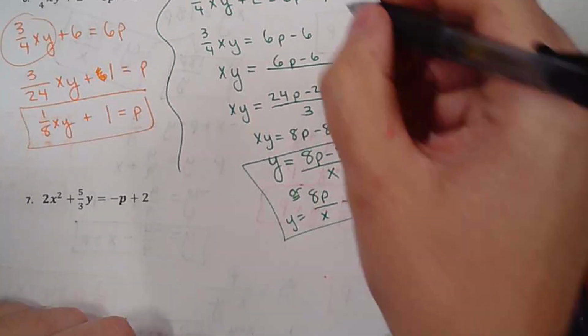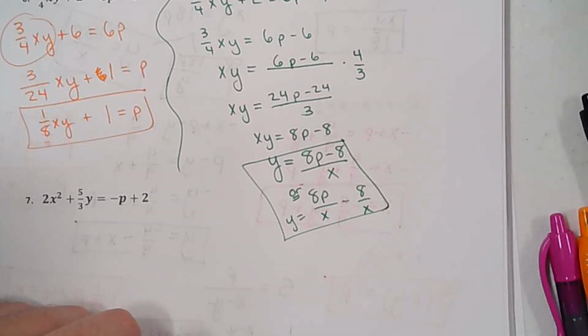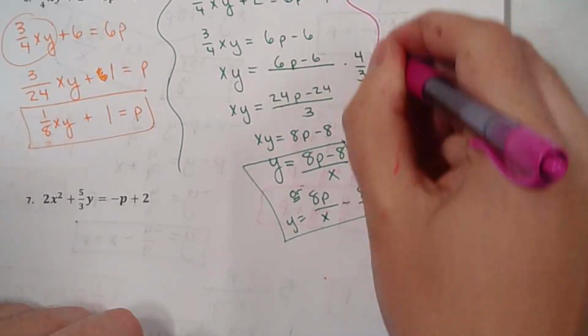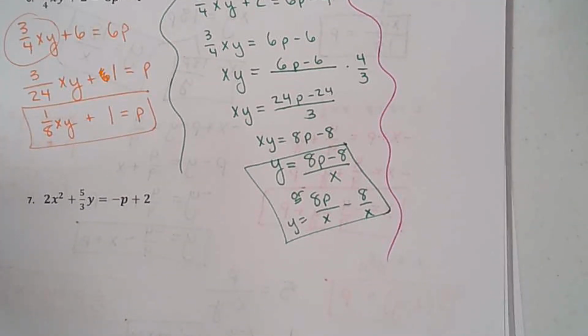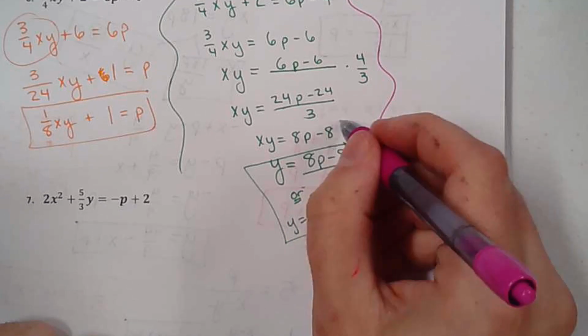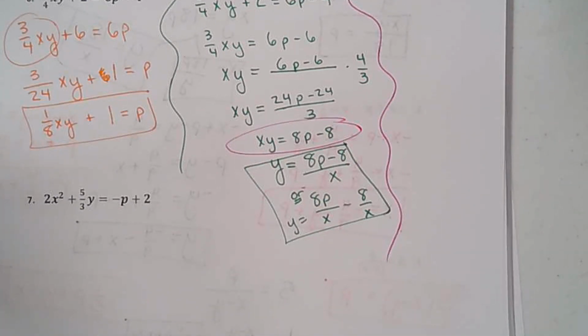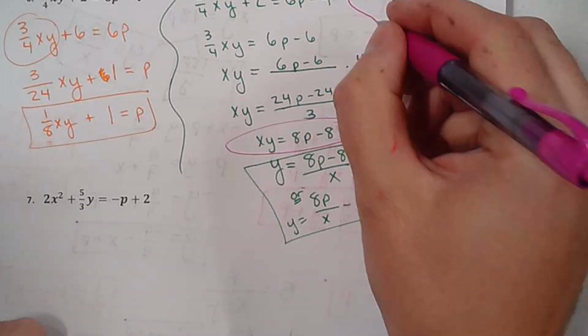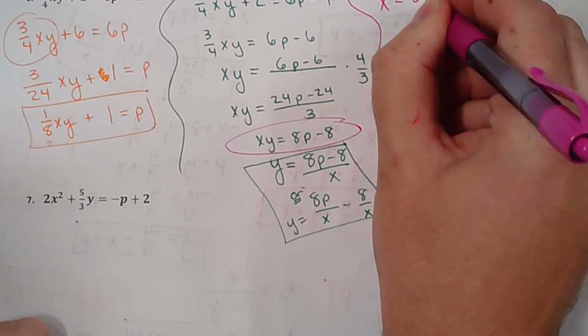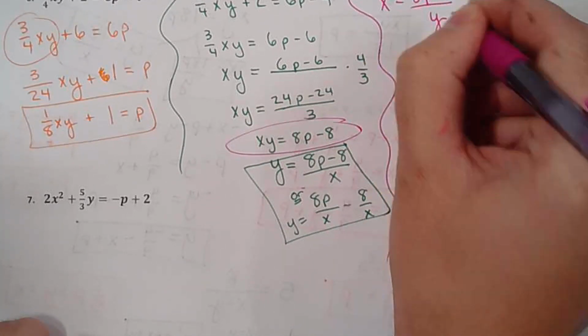Now, solving for x last. Is there an easy point we can start from to solve for x? Yep, right here, right? So what do we do to get x on its own? Divide by y. So x is going to equal 8p minus 8 all over y.